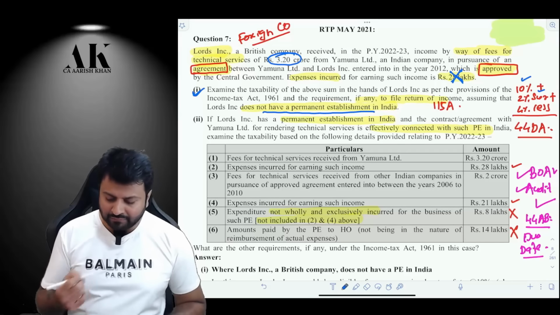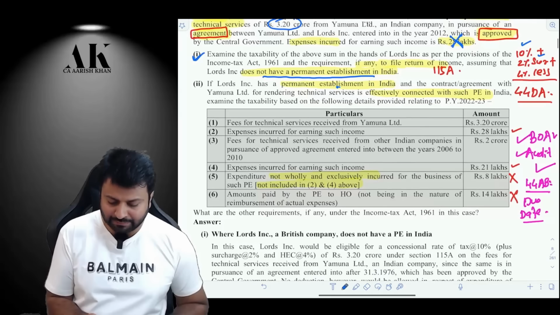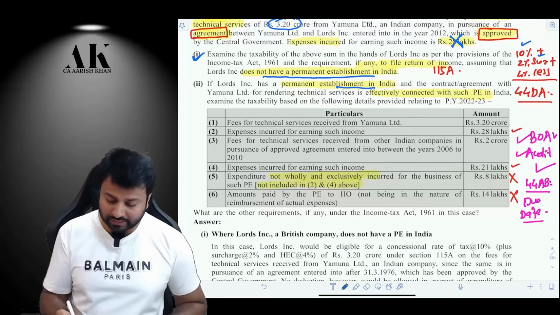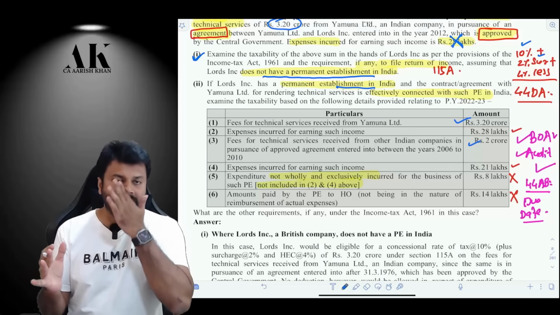In the second case, we have to follow 44DA because the SSC has a PE in India. And as per 44DA, there are two incomes which are going to come over here. First is 3.2 crore, the revenue from FTS, and another FTS income of 2 crore. These are the total revenue which has been earned by the SSC.